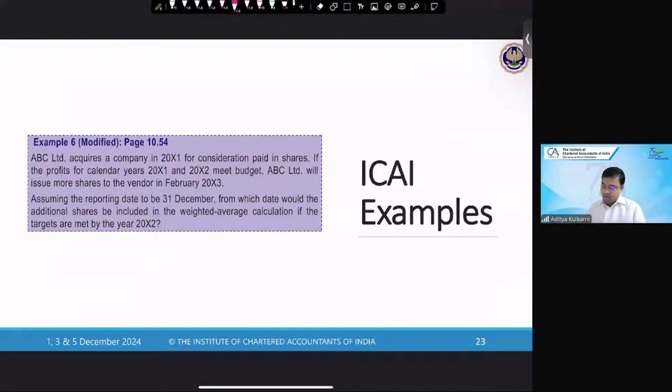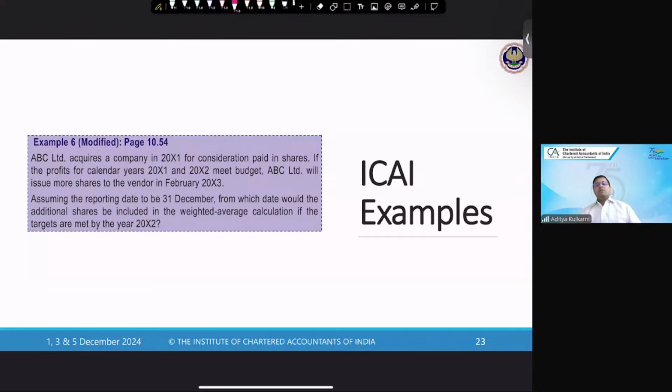ABC Limited acquired a company in 20X1 for consideration paid in shares. If the profits for calendar years X1 and X2 meet the budget, ABC Limited will issue more shares to the vendor in February 20X3. Assuming reporting date to be 31st December, from which date would the additional shares be included in the weighted average calculation if the targets are met by 20X2?